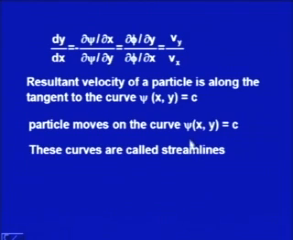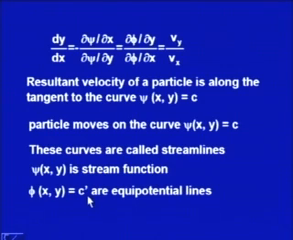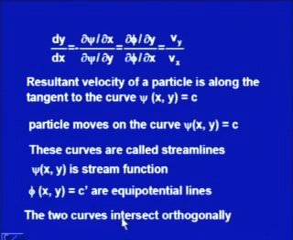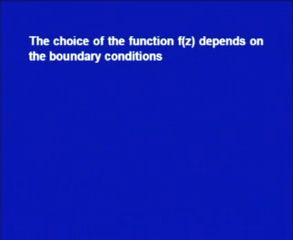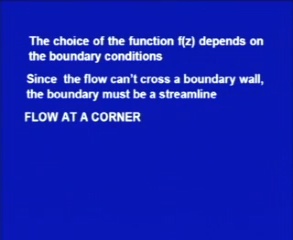These curves are called streamlines, that is, psi(x,y) is equal to c curves are called streamlines, and psi(x,y) is called a stream function. Phi(x,y) is equal to another constant c dash are called equipotential lines. The two curves intersect orthogonally, that can easily be checked. The choice of the function f(z) depends on the boundary conditions. Since the flow cannot cross a boundary wall, the boundary must be a streamline, and on the basis of this we can solve fluid flow problems.